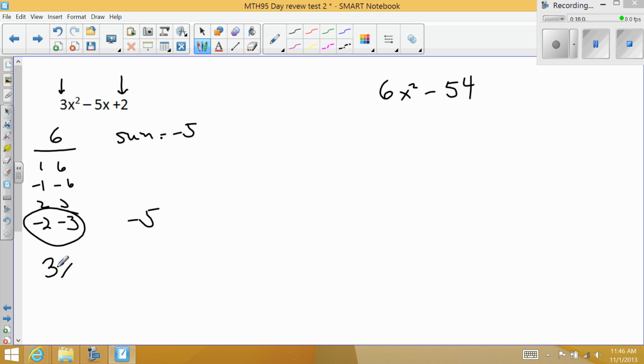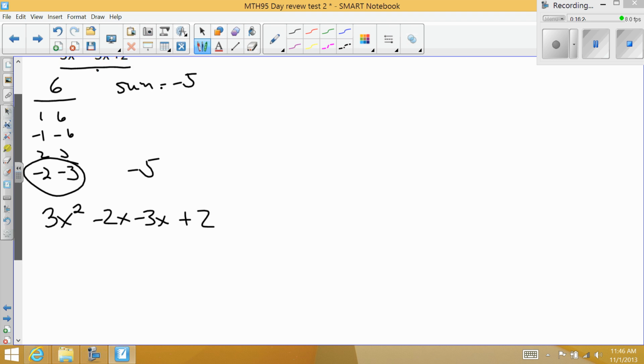What I'm going to do with the -2 and -3 is I'm going to take my original problem and I'm going to expand the middle term, the -5x, into a -2x, subtract 3x. So this is still subtract 5x. But now I have 4 terms. And when I have 4 terms, I can use my grouping method.